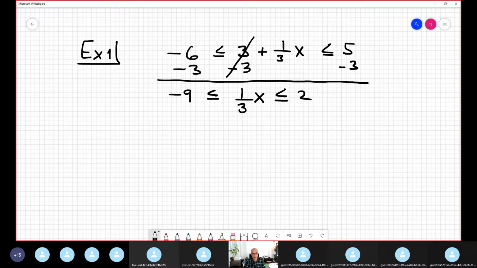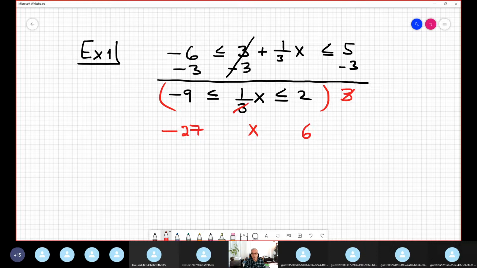Now, finally, I need to remove somehow this coefficient because I need x alone, no? So you multiply by the reciprocal. What is the reciprocal? 1/3, 3. So you multiply the whole thing by 3. It's a -27. This is x. That's the intention because these 3 and these 3 cancel out. And 3 times 2 is 6, no?